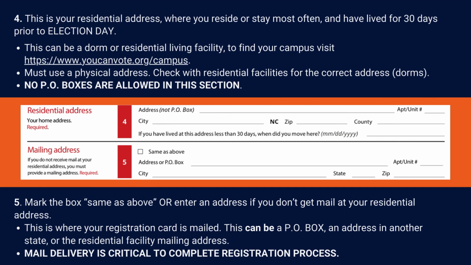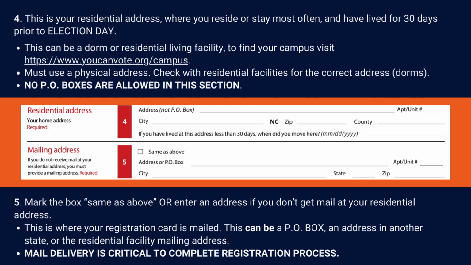This is the physical place where you reside and will have lived for at least 30 days before Election Day. If you are a student and need to find your campus address, please visit www.youcanvote.org/campus for a list of college addresses across North Carolina. Please note that P.O. boxes are not allowed in this section.